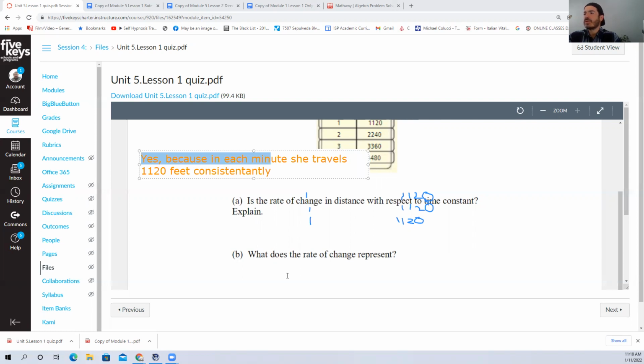What does the rate of change represent? Her speed in feet per minute. Right? That's how fast she's going. In every minute, she travels 1,120 feet. We're not used to talking about velocity or speed in terms of feet and minutes. We're usually talking about it in terms of miles per hour because we drive, but that's what it is. Okay, I'm going to clear my drawings.